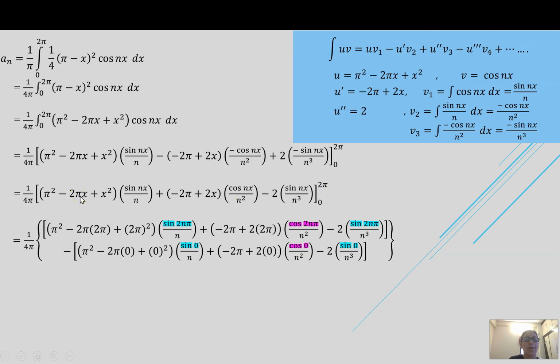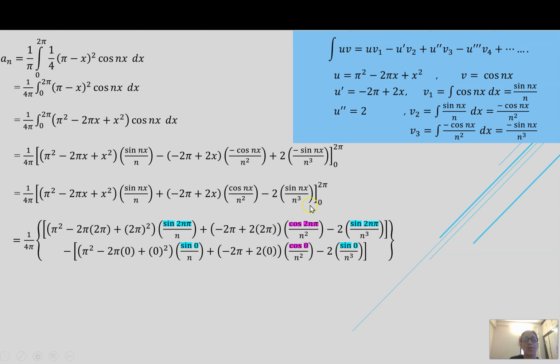Here first we have to apply the upper limit, that means put x equal to 2π, or replace x by 2π. So (π² − 2π·2π + (2π)²) into sin 2nπ by n, plus (−2π + 2·2π) cos 2nπ by n², minus 2 into sin 2nπ by n³. So this first square bracket gives the terms replaced by the upper limit. Now in this second square bracket replace x by 0, put x equal to 0.